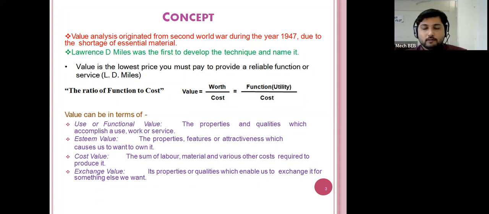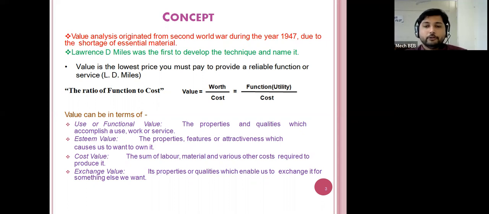In this quote, Lawrence D. Miles quoted this particular definition related to value, that you need to pay some amount of money to use the functionality of a product. To use the functionality of a product, what is the minimum amount you can cost for that particular function?